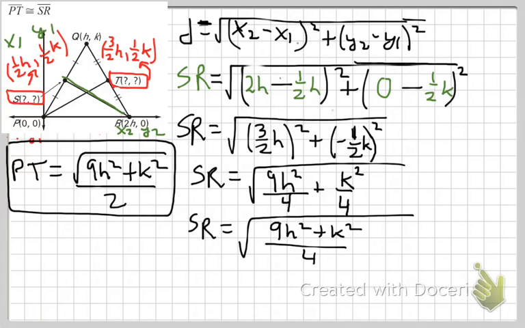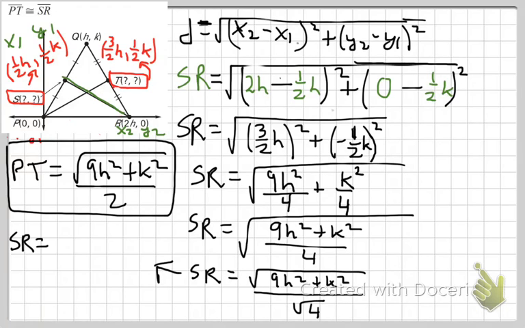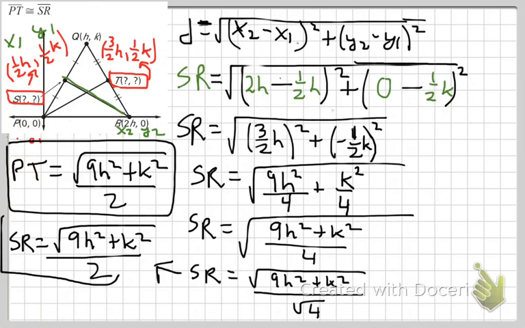And just like before, we're going to have to split it up, and we're going to get the square root of 9h squared plus k squared over the square root of 4. And the square root of 4, remember, is 2. So I'm going to write it over here. SR. The top doesn't change. The square root of 9h squared plus k squared all over 2. And yippee-ki-yay, Mother Hubbard, we have shown that SR equals PT, and we know by the definition of congruent segments that this statement up here in the top corner is true.